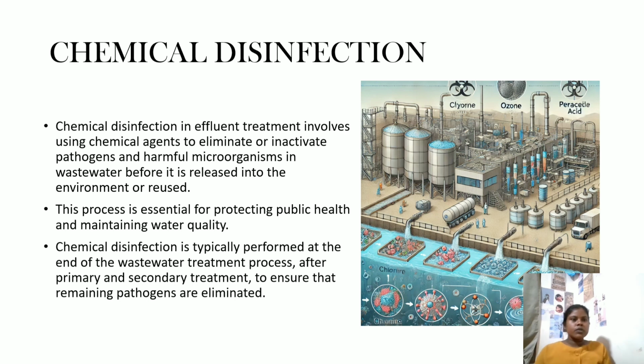So the next treatment process is chemical disinfection. Chemical disinfection in effluent treatment involves using chemicals to eliminate or inactivate pathogens and harmful microorganisms in the wastewater before it is released into the environment or reused. This process is essential for protecting public health and maintaining water quality. It is typically performed at the end of the wastewater treatment process, after the primary and secondary treatment, to ensure that remaining pathogens are also eliminated.